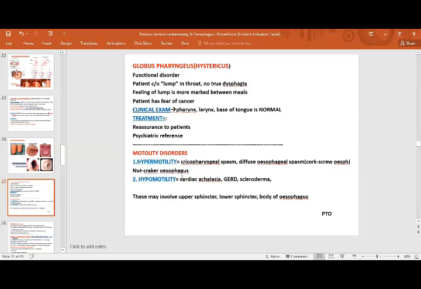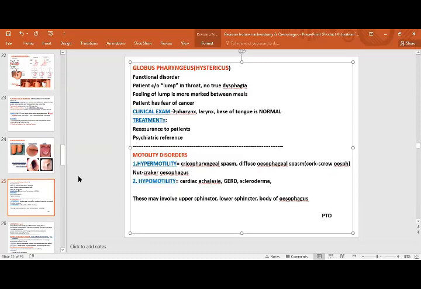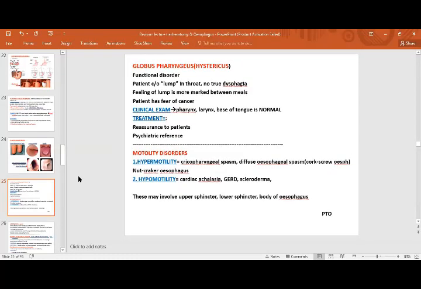Now some motility disorders are the hypermotility and hypomotility disorders. In hypermotility disorders, conditions like diffuse esophageal spasm and nutcracker esophagus will occur. In hypomotility, achalasia cardia is one of the important conditions. GERD, this is the most important condition nowadays. Gastroesophageal reflux disease and scleroderma.